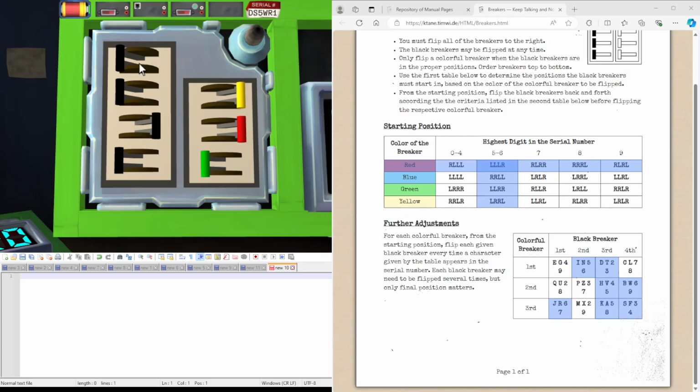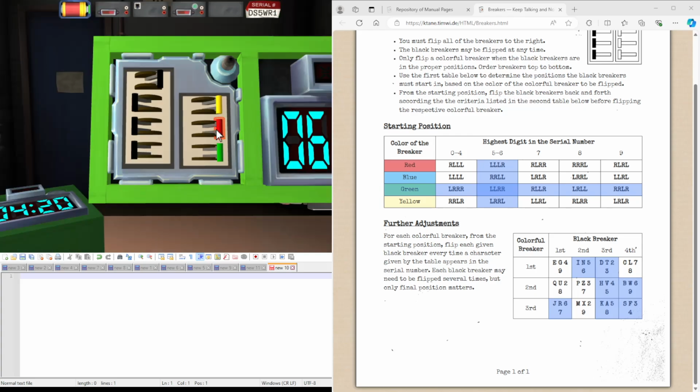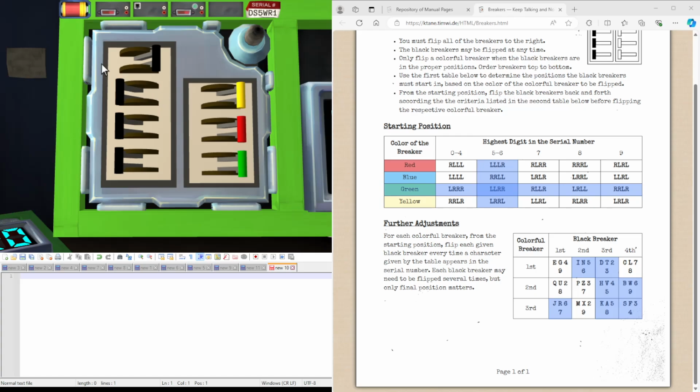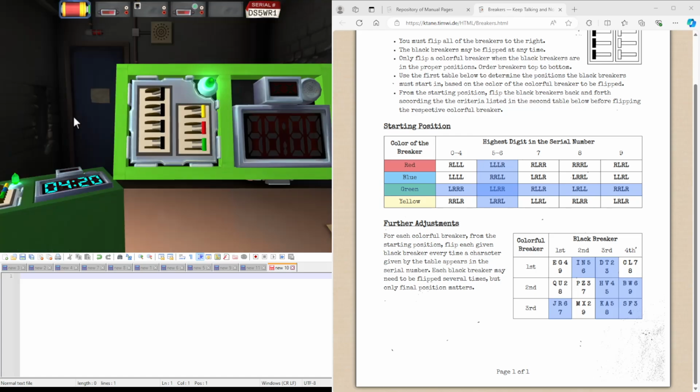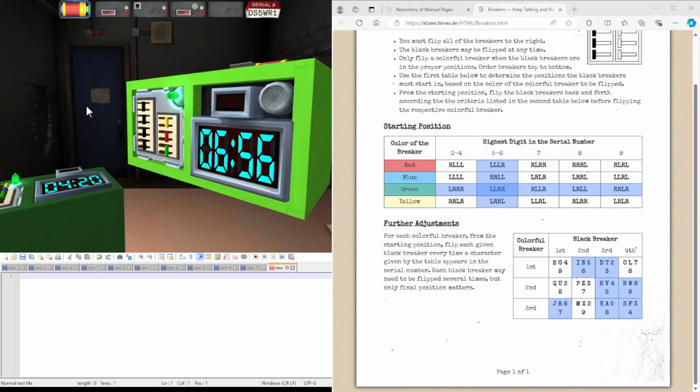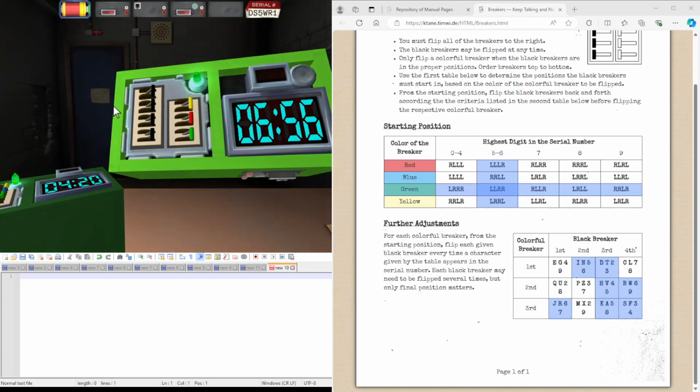Yep. And then finally green. The configuration is left, left, right, right. And looking here, we're flipping everything but the second one. And we flip green. And now we have all these in the correct position. We can now flip all the rest of the black ones to the right. And we get another submodule.